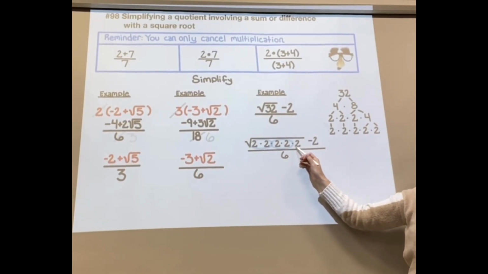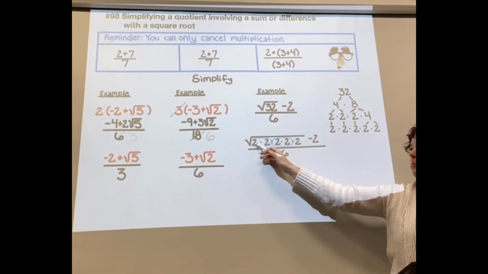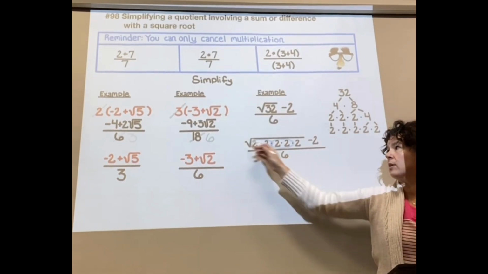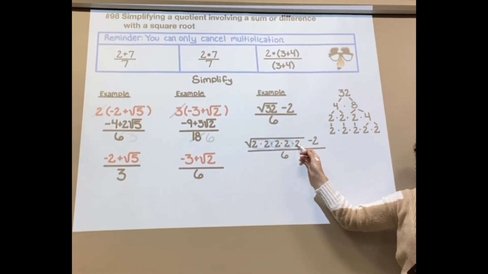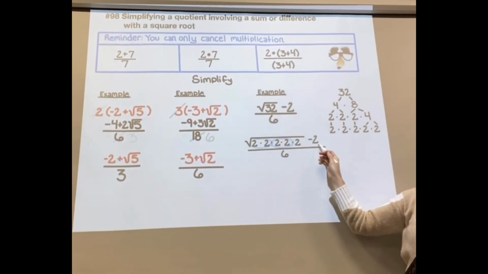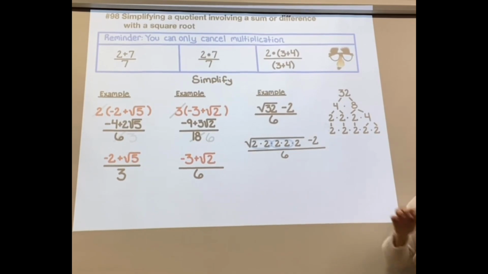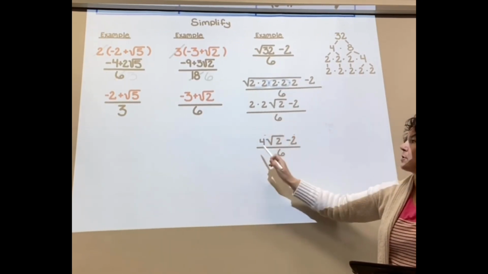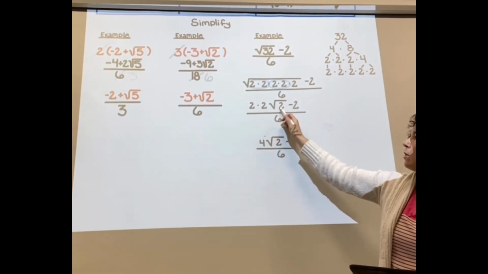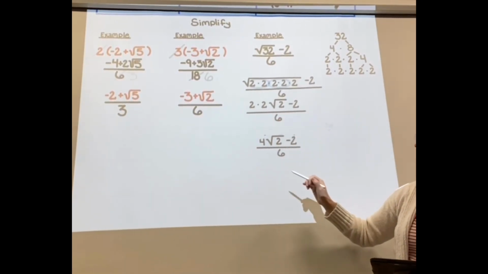Okay, a pair, 2 of a kind, I get to take a number out, so I have a pair of 2's, so I get to take a 2 out. Another pair of 2's, so I get to take a 2 out, and that 2 is still trapped under there. And we still have off to the side minus 2, and that 6 in the denominator. So 2 times 2 is 4 root 2 minus 2 over 6.